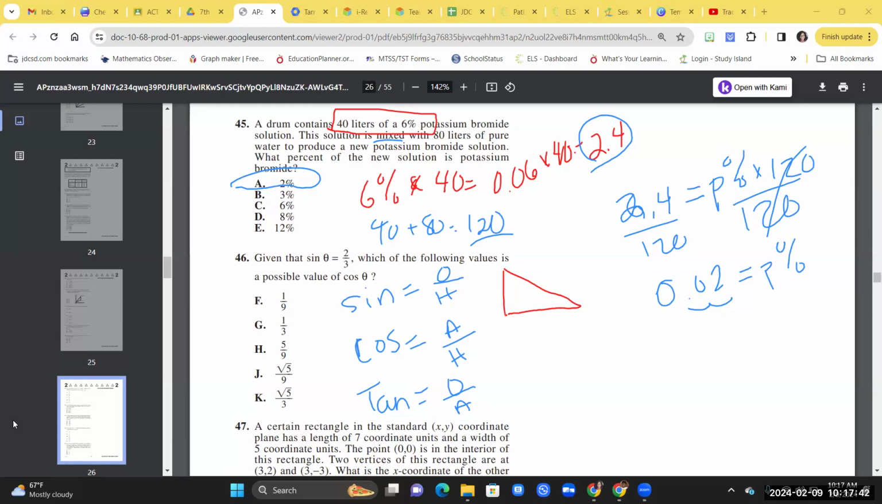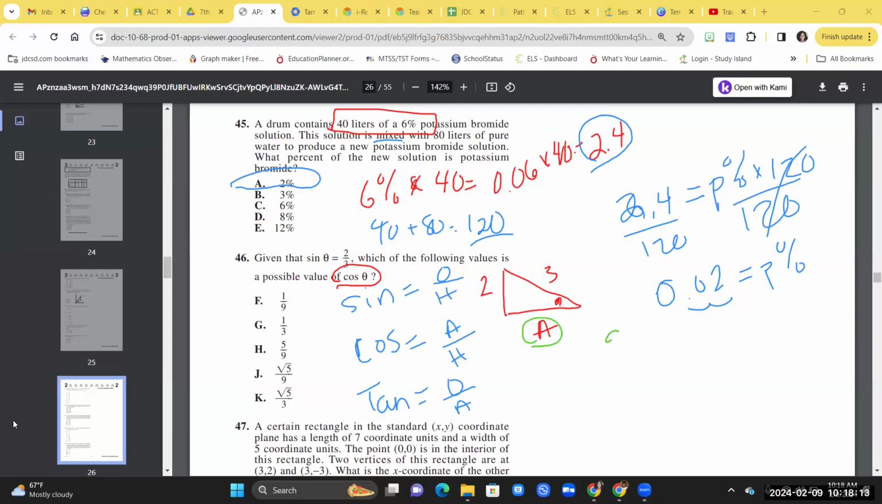Because they told us sine is 2/3, we know the opposite side of the angle should be 2 and the hypotenuse should be 3. So 2, 3, and that's the angle they're referring to. This would be the adjacent side. When they say the cosine of this angle, before we do the cosine, we've got to figure out the value of that side.